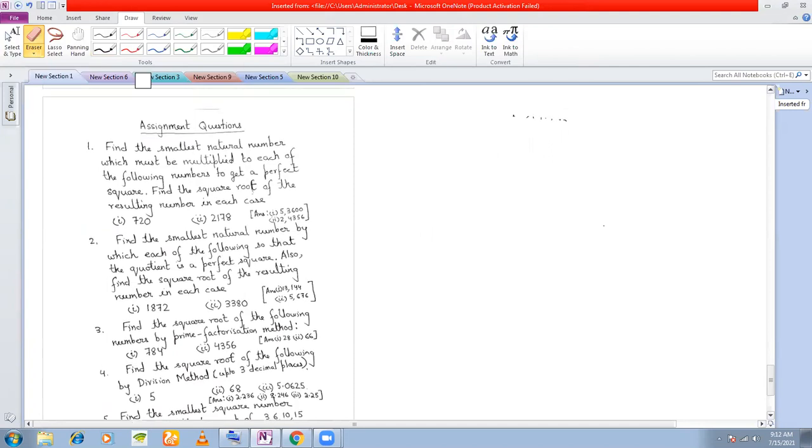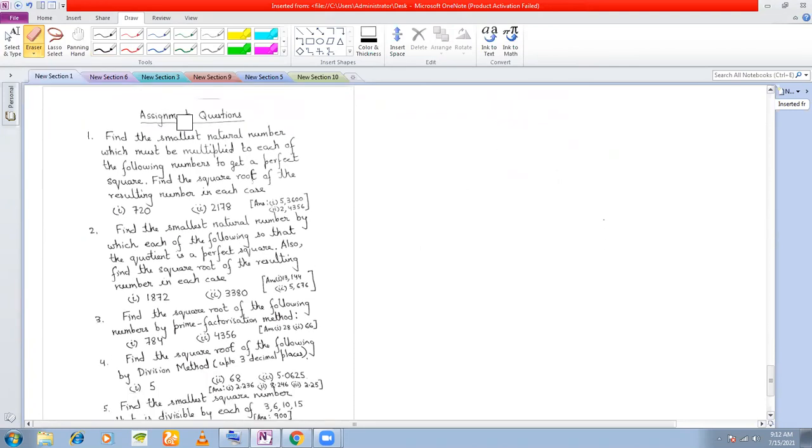Fine. So moving on to the next problem here. I'm going to solve this problem; do one on your own. The question here is: find the smallest natural number which when multiplied to each of the following numbers gives a perfect square. So what number must be multiplied to make 2178 a perfect square? You first have to prime factorize it. Prime factorize 2178 first.